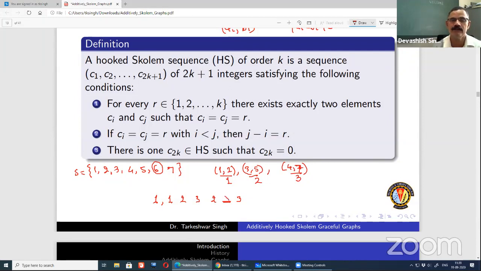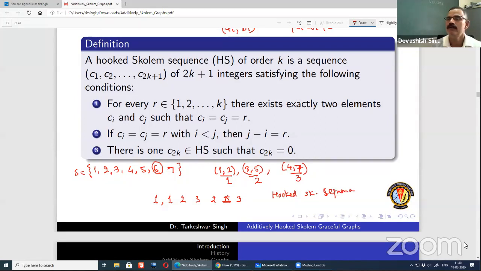This position is fixed, not there, because the number 6 is not there. So they put the star. And that's why it is known as the hooked Skolem sequence. So this is known as the hooked Skolem sequence.